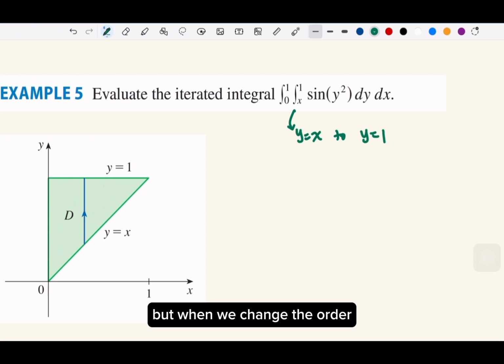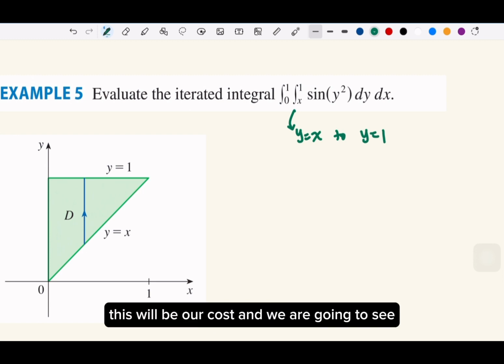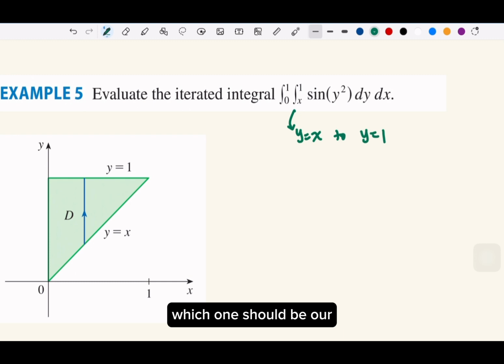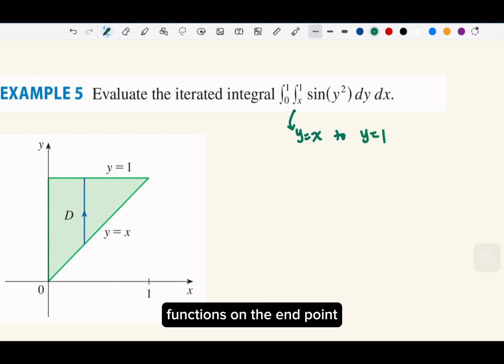But when we change the order, we need to be careful with the endpoints. So we need to change our perspective. This perspective has x as a constant. Now we change, y will be a constant. So from 0 to 1, that will be our constant. And we are going to see which functions should be on the endpoints. So let me write here.